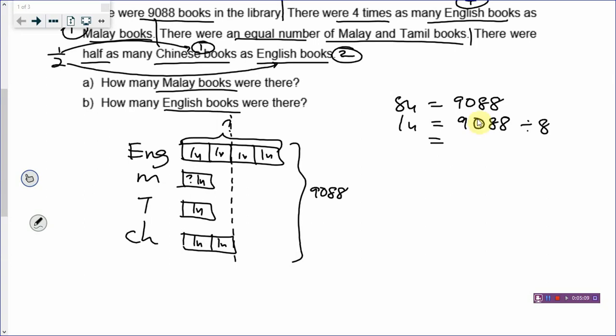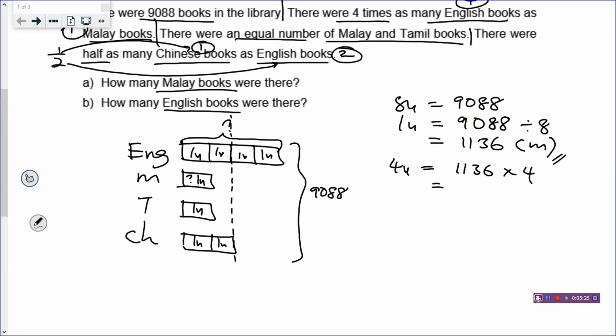So 9088 divided by 8, you will get 1136. Alright, that's 1 unit. So how many Malay books are there? Which is 1136. That's 1 unit, right? And then the English books, there are 4 units. So you take 1136 and you multiply by 4.